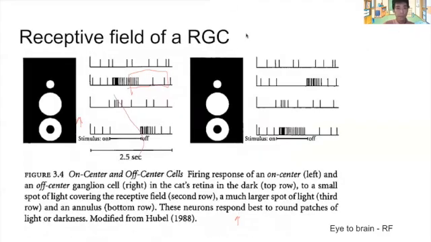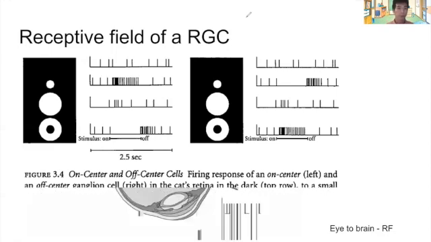And what you're learning right now is this very important concept of the receptive field. Okay, and in particular, in the case of the retinal ganglion cells, the receptive field is important. Each line corresponds to the response over 2.5 seconds of the visual stimulation.